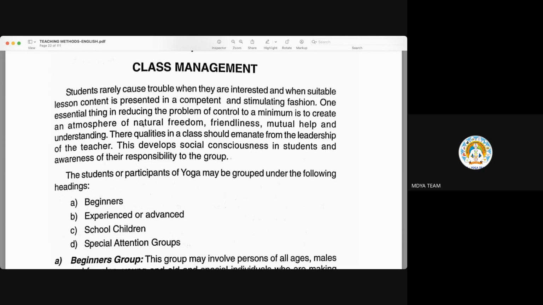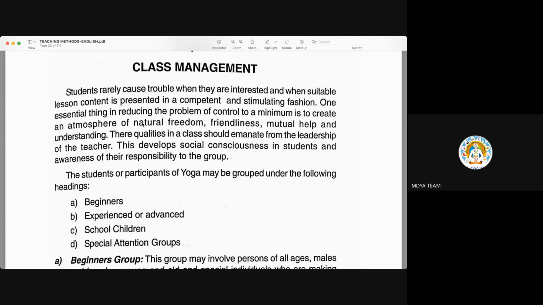So one essential thing, in dealing with this type of problem, is that the teacher should create an atmosphere of some kind of freedom with some limitation, friendliness between the teacher and students and among the students also. And there is an environment of help, coordination and understanding. These qualities in a class depend on the leadership of the teacher.